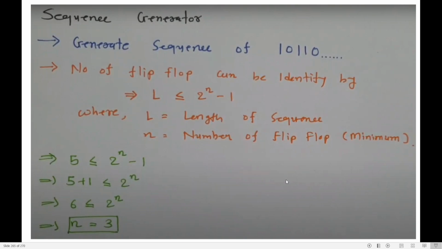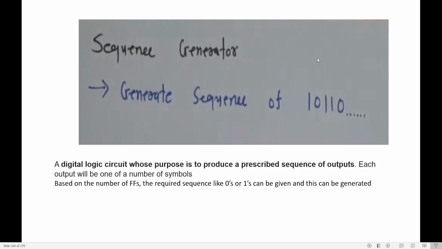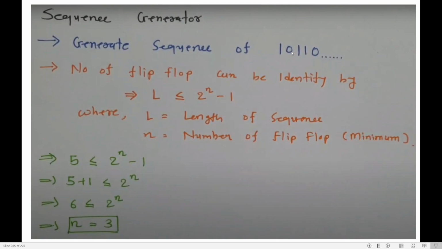So first, what is it that we need to do? To design a sequence generator, first we need to write the sequence given in the question. So what is the sequence given in the question? 10110. So I have written the sequence 10110. After writing the sequence, you need to identify the flip-flops. How many flip-flops do I need to generate this sequence? This is given with the formula: L should be less than or equal to 2 power n minus 1, where L is the length of the sequence and n is the number of flip-flops.